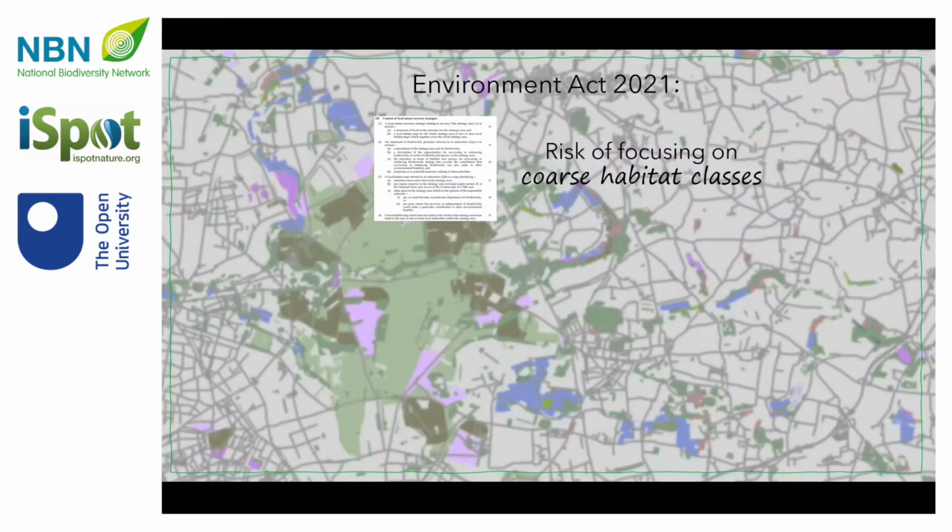However, while the wording of the LNRS talks about the use of species data, we're a bit worried that it doesn't talk specifically about how it will be used, and we're worried that there'll be too much of a focus on using coarse habitat classes, which won't take fully into account the variations that we see within habitats and the regional differences you may see in one habitat class between different parts of the UK.